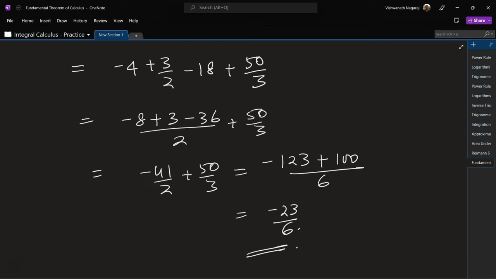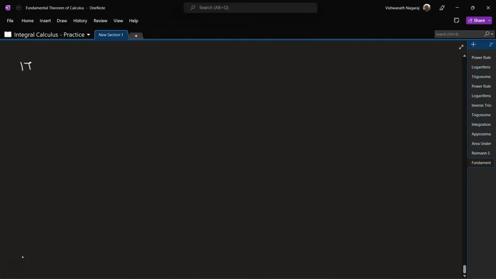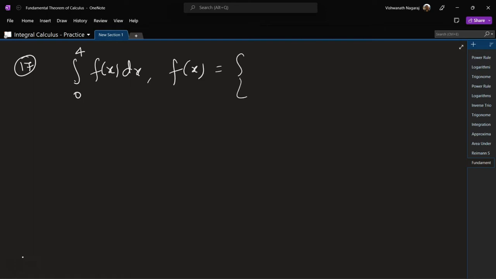So that is the integral. Let's do the 17th one. Integral from 0 to 4 of f of x dx, where f of x is equal to a split function: 2x minus 4 for x less than 3 and minus 2x plus 8 when x is greater than or equal to 3.